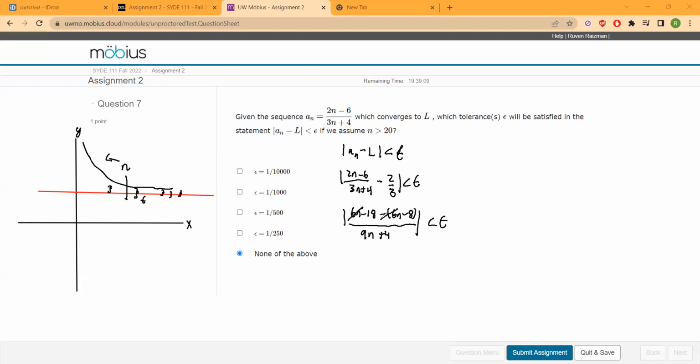These 6n's are going to cancel out. And this is going to be plus 8 over here. I made a mistake because 2 times 4 is 8, but when we open up the bracket, it's going to be negative 8. So negative 18 minus 8 is negative 26.